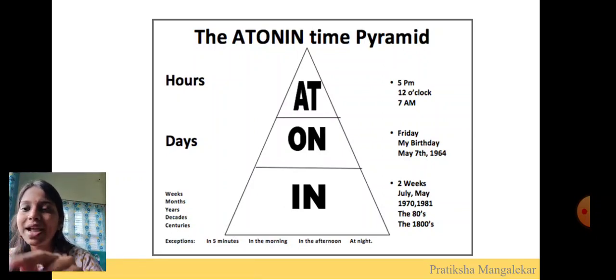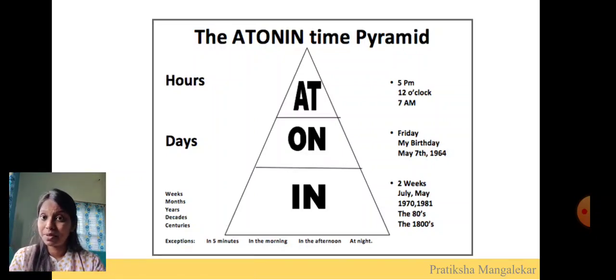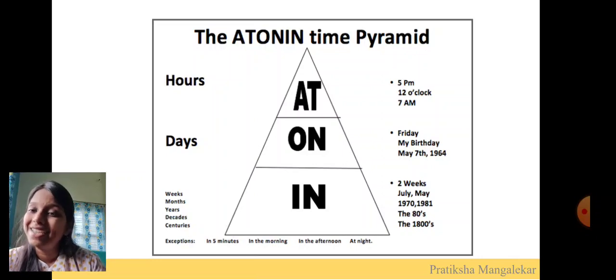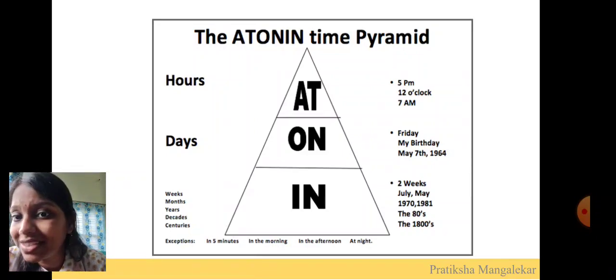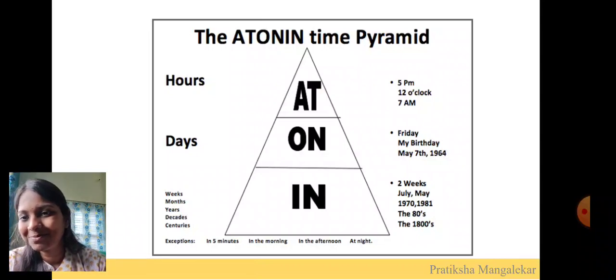When we look at this triangle, let us look at the section of at. At describes hours. For example, at 5 p.m. or at 12 o'clock or at 7 a.m. On describes days. For example, let's meet on Friday, or on my birthday, or on May 7th, 1964. That's a long time ago.